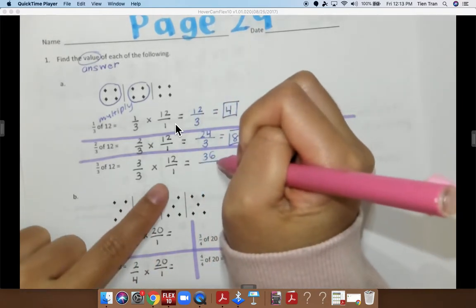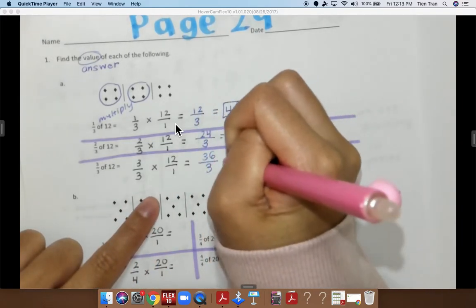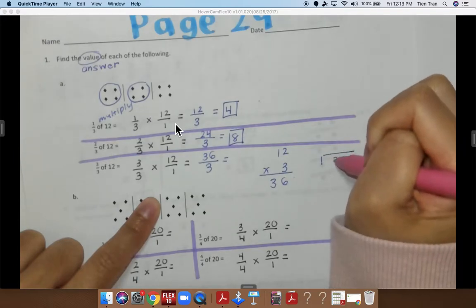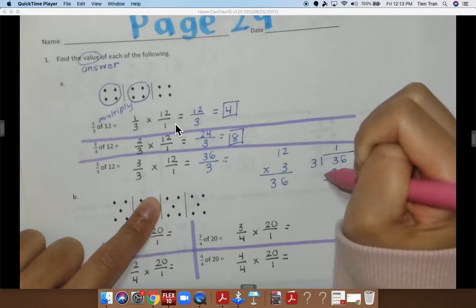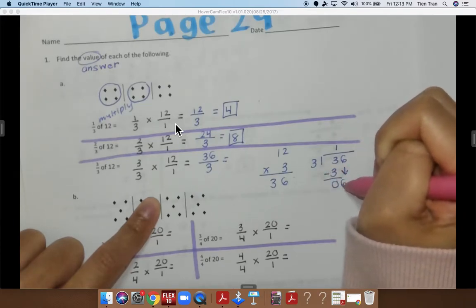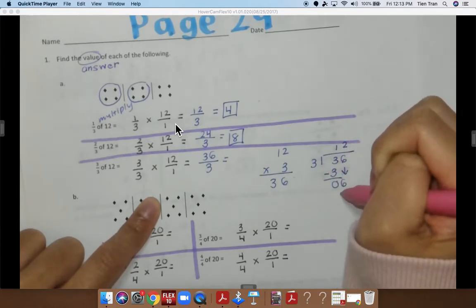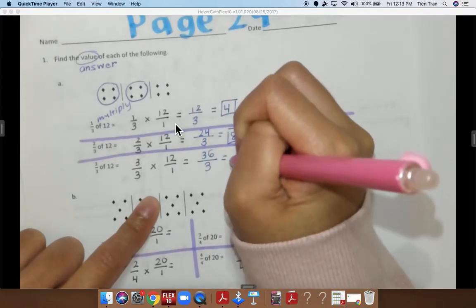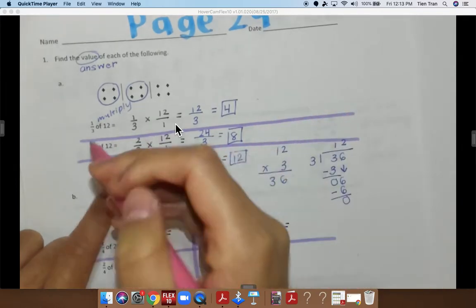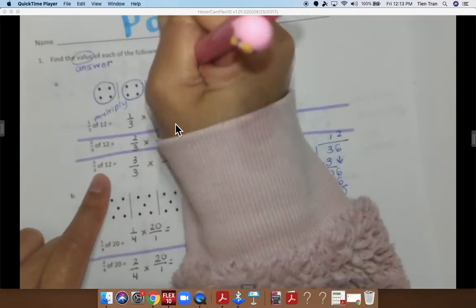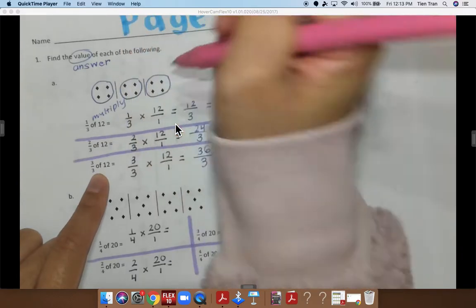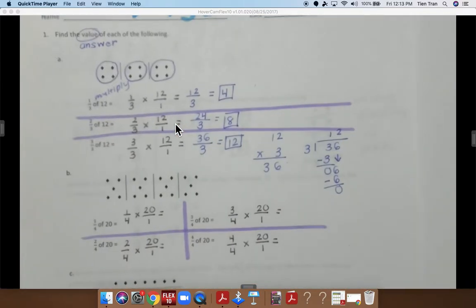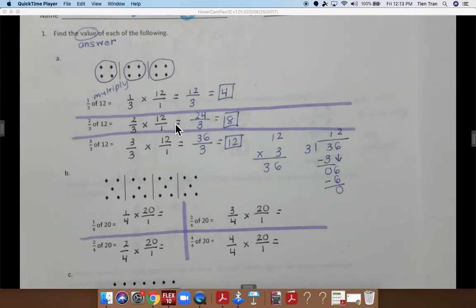And 36 divided by 3 is equal to what? On the side, I would write 36 divided by 3. 3 goes into 3 one time. Subtract 0, bring down your 6. 3 goes into 6 two times. 6 minus 6 is equal to 0, so 12. 36 divided by 3 is equal to 12. And if you were to count, it says 3/3 of 12. You get 1, 2, 3, 4, 5, 6, 7, 8, 9, 10, 11, 12. So both are ways you can solve for these equations.